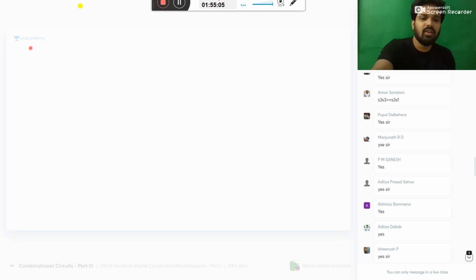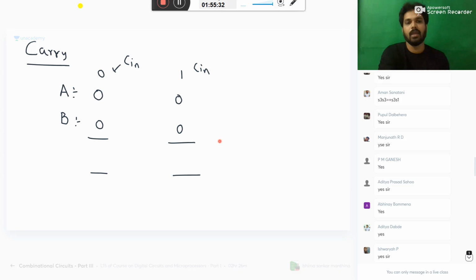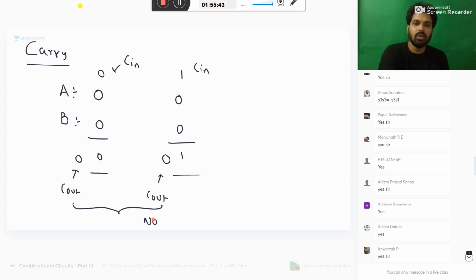Firstly, for your understanding, the carry logic. When the carry comes and when the carry doesn't come, let me have that analysis. A and B are 0, 0. When A and B are 0, 0, your carry input is 0. The carry input can also be 1. Two cases are there now. What is the answer here? Sum 0, no carry. Sum 1, no carry. So what is the carry output in both cases? 0. This is the case we call no carry.